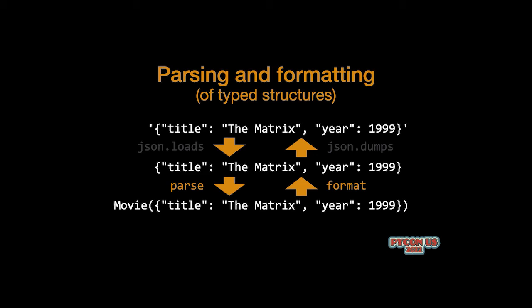You could use a TypedDict, so then you still have the same dict object, but the type checker will tell you whenever you're using it improperly. Or you could use a specialized model class of some type, such as, for example, data classes, or you could use a Pydantic model.